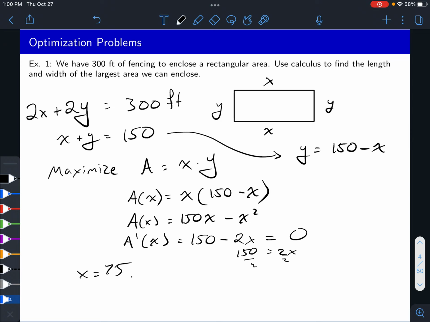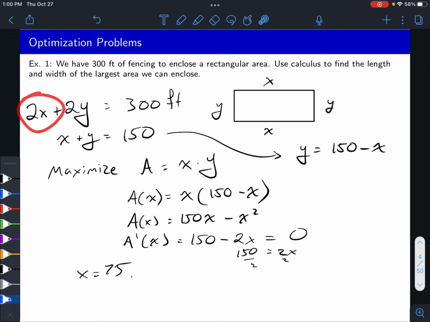Cool. So that's our only critical point. We don't necessarily know that this is going to be a maximum or a minimum. There's two ways of kind of thinking about this. You could do a first or second derivative test to check if it's a local min or max, or you could think about this in terms of endpoints. So x and y have to add up to 300 feet. They also can't be negative numbers. It wouldn't make sense for x to be a negative number and y to be a negative number.